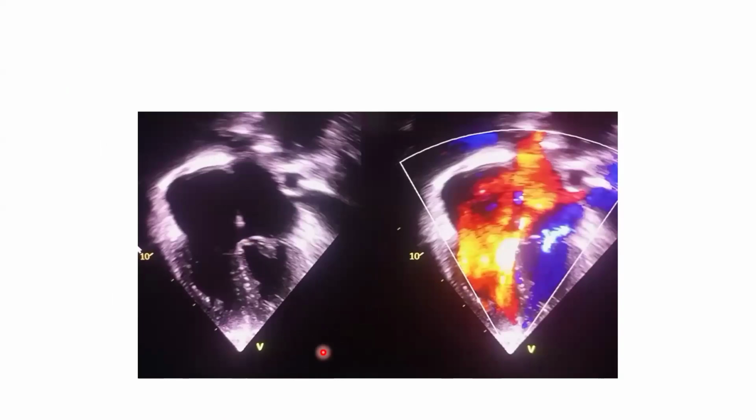So this would be a typical view of various types of ASD. This will be a secundum ASD and a primum ASD in the same patient. If you put it on color flow, you can appreciate the left to right heart shunt across the secundum as well as the primum, and then the regurgitant flow as observed with the cleft in the anterior mitral valve leaflet.